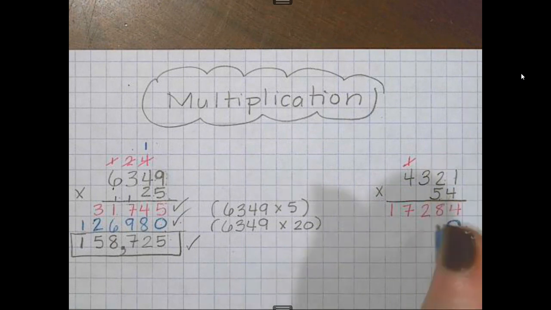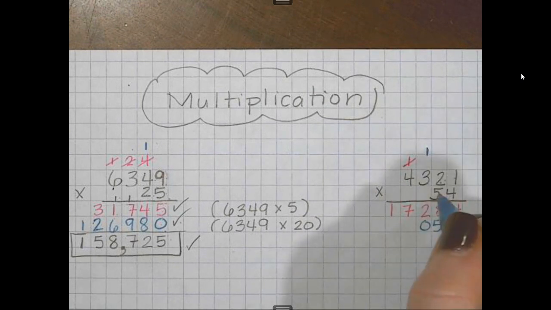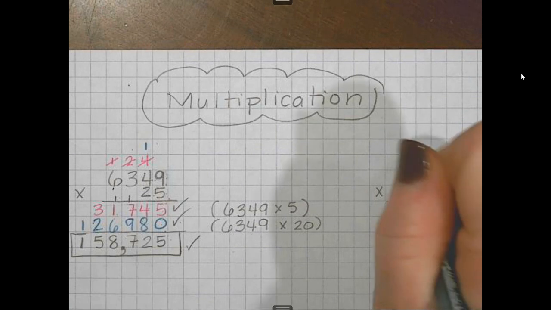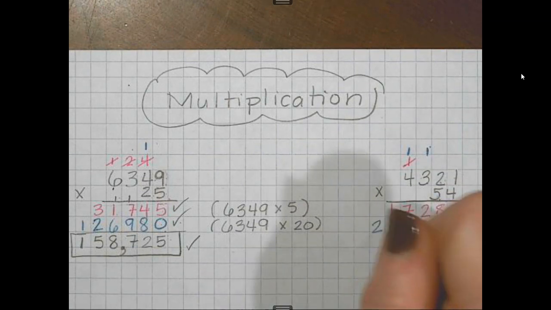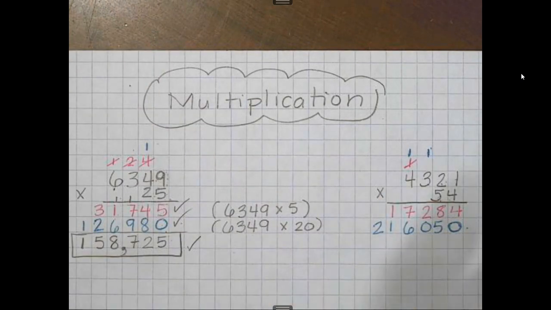All right. 5 times 1 is 5. 5 times 2 is 10. We're going to regroup that 1. 5 times 3 is 15 plus 1, 16. 5 times 4 is 20 plus 1, 21. Okay, so we have 2 rows of partial products.